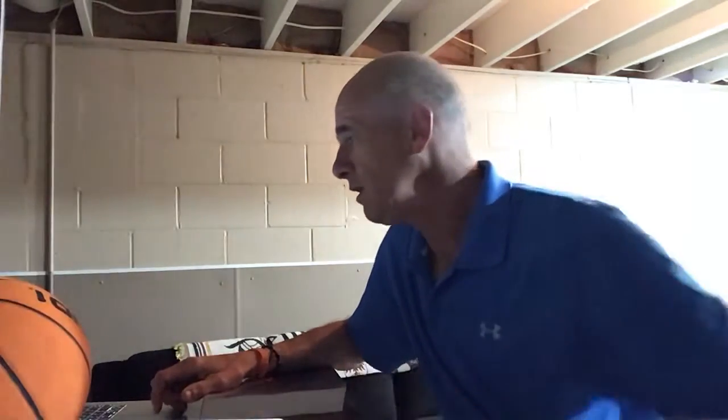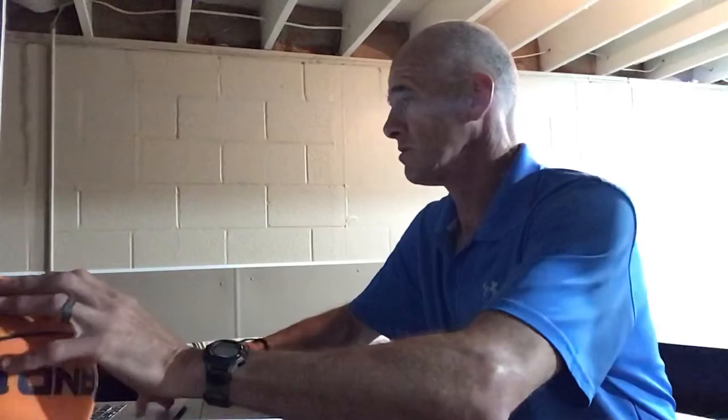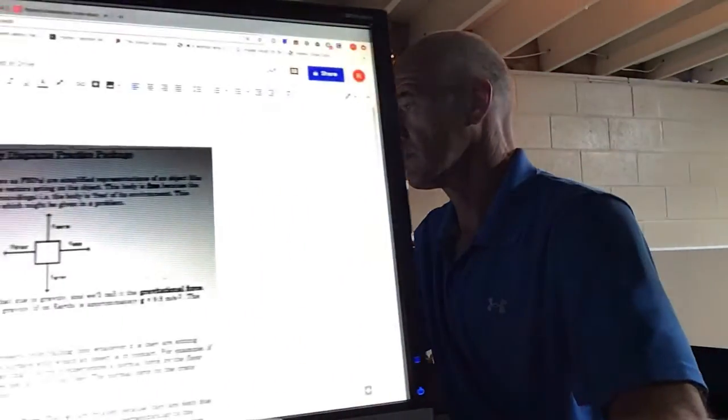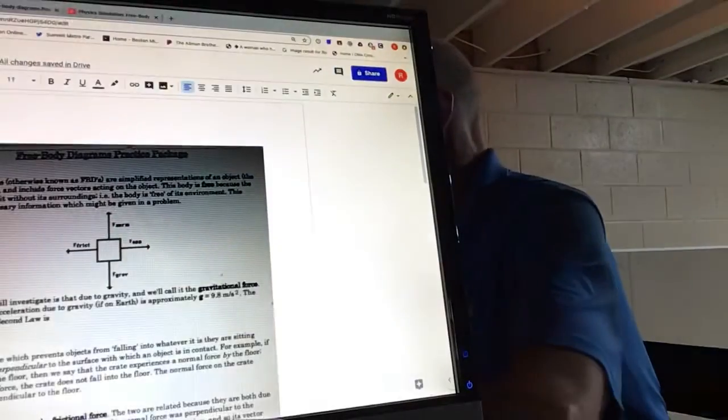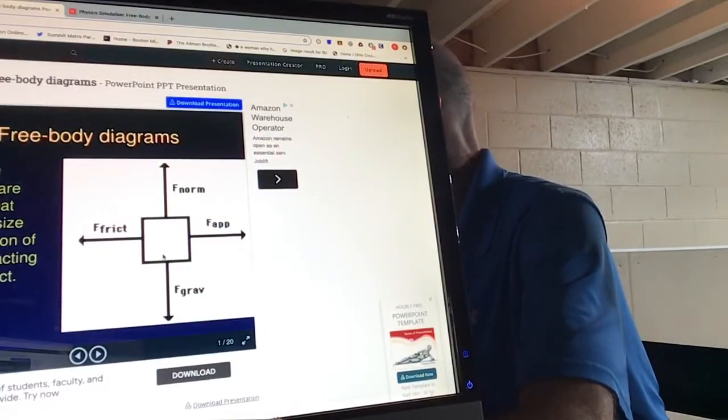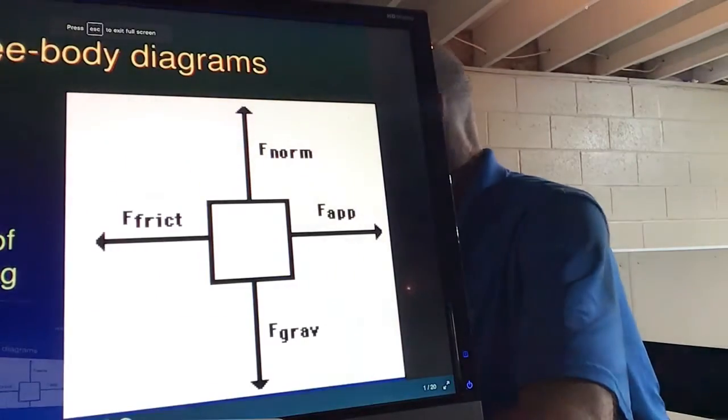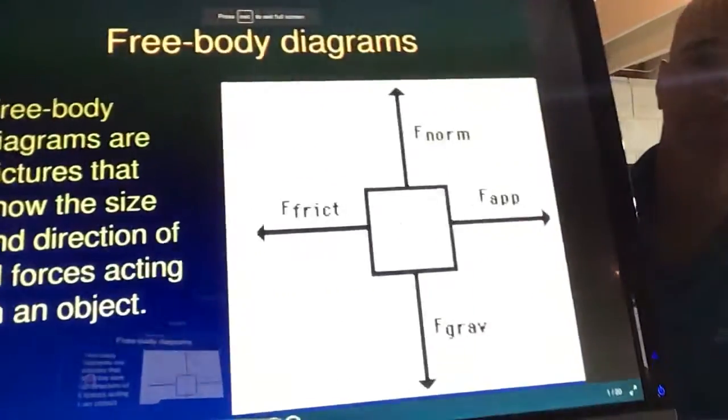All right, so today, what we're going to be talking about, we're going to shift gears to free body diagrams. Okay.